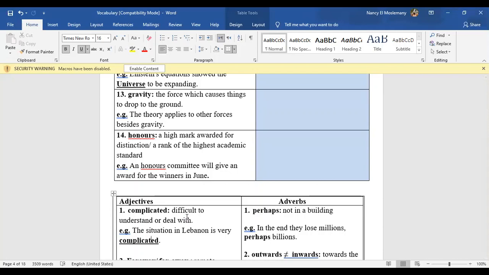Number 14, we have the word honors. Honors means a high mark or something really distinctive. Yani, for example here, an honors committee will give an award for the winners in June. Honors here, this is something very high ranked. Okay, this is something very important, very high. Okay, so these are the nouns.